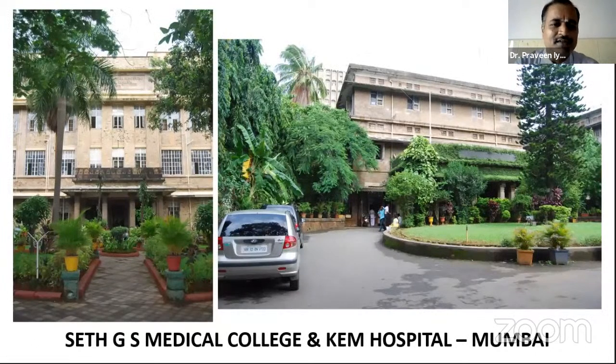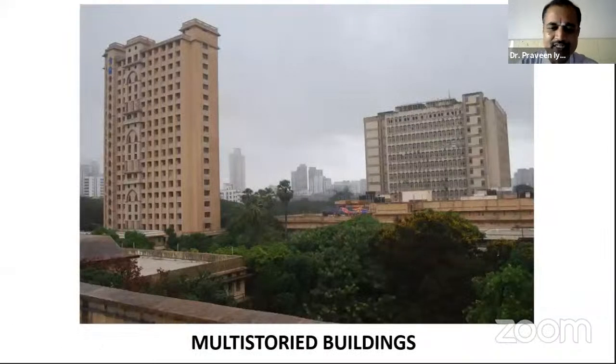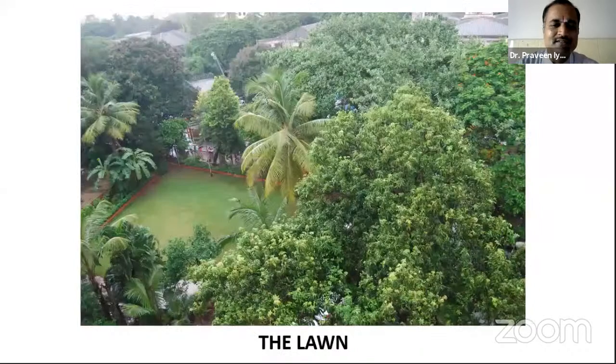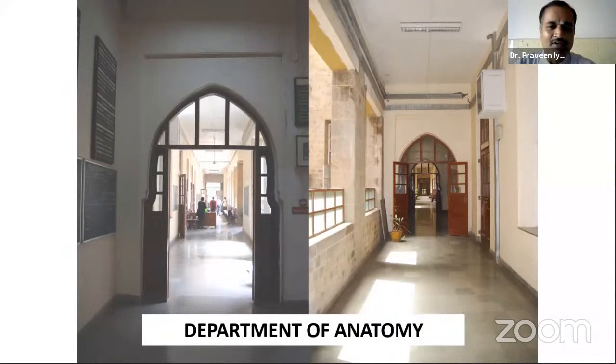So just for those who may not have seen our medical college, just a few glimpses. The picture on the left is the entrance to the medical college. Picture on the right is the entrance to the hospital. And there are multi-storied buildings within the campus. Still, we have maintained some greenery within the campus. So that's really nice to be a part of this institute. And this is the Department of Anatomy on the second floor of the college building, and the views through the corridors of our department.